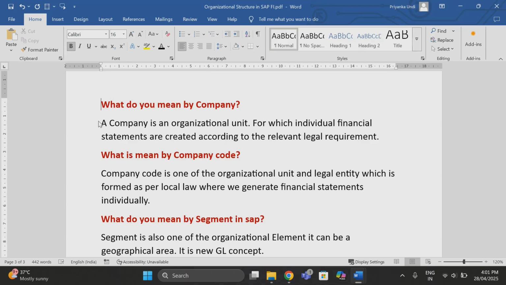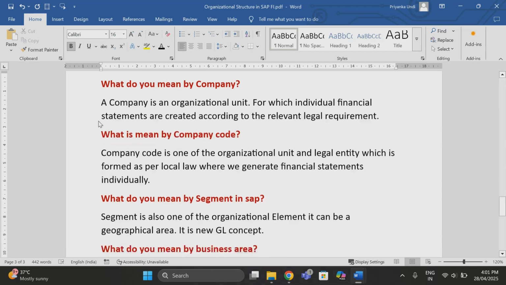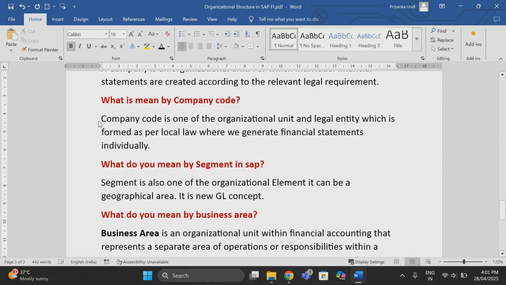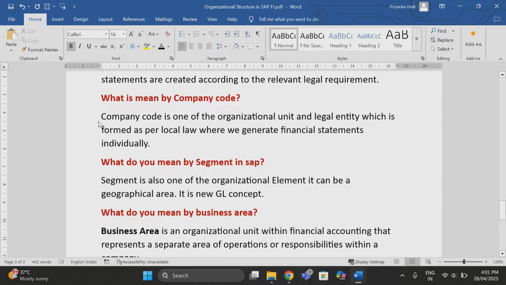So, what is the company? Company is an organizational unit. Then, what is meant by company code? If a company is an organizational unit, then what is the meaning of company code?